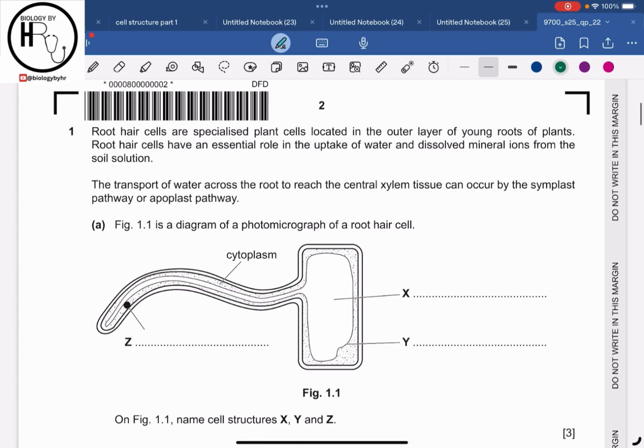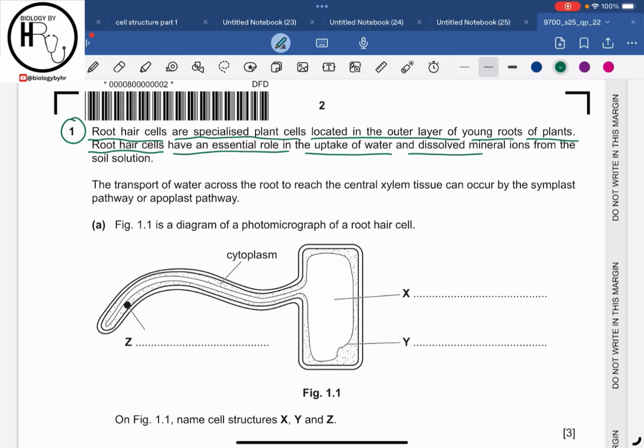Let's move on to question number 1 over here. Question number 1 says that root hair cells are specialized plant cells located in the outer layer of the young roots of the plants. Root hair cells have an essential role in the uptake of water and dissolved mineral ions from the soil solution. So they are saying basically that the root hair cells are the specialized plant cells that are found in the roots, and they play a role in the uptake of the water and the dissolved mineral ions from the soil solution.